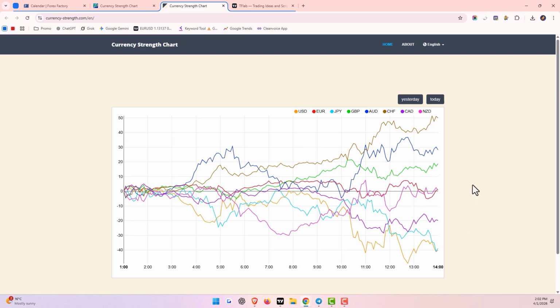With the optimism surrounding the end of the war, we've seen increased risk appetite in financial markets, and the US dollar has weakened. In this chart, we see that today the dollar is by far among the weakest currencies in the market and is in a worse position compared to the euro.